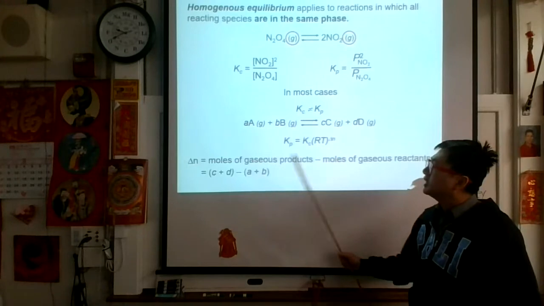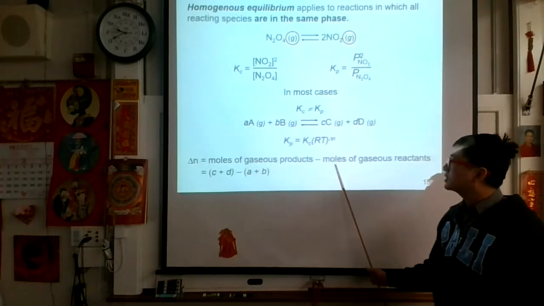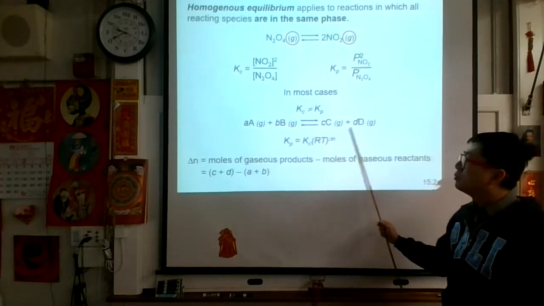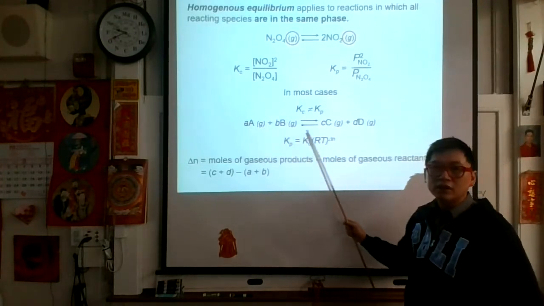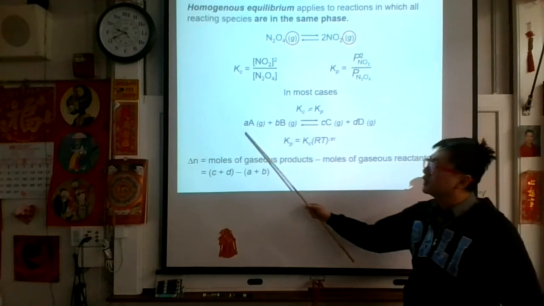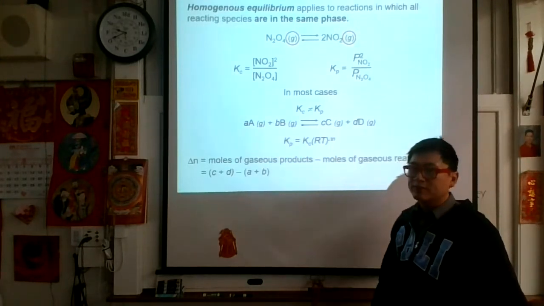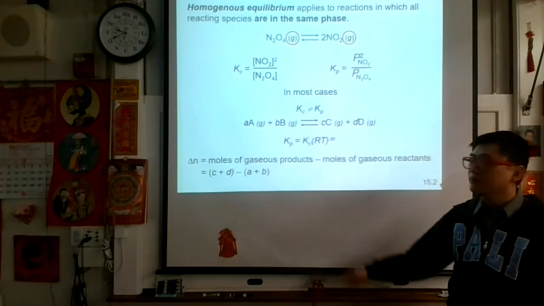Delta n is the moles of gaseous products minus the moles of gaseous reactants. Or in other words, the coefficients C and D minus the coefficients A and B. That's what delta n is.